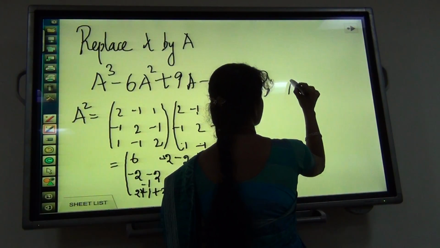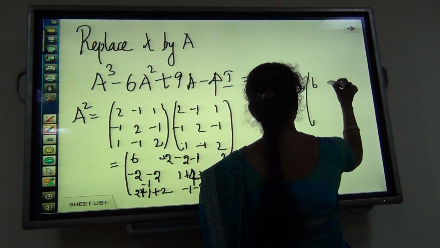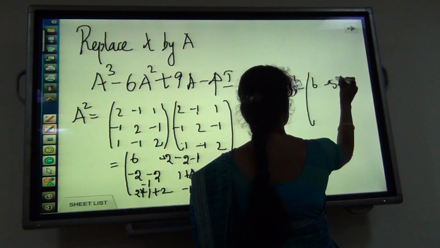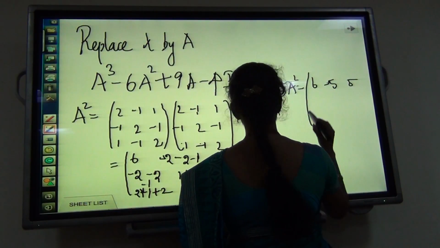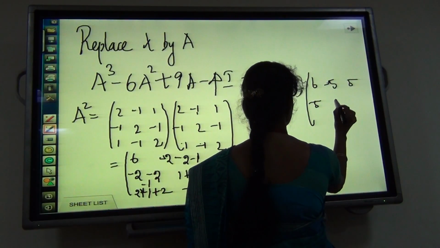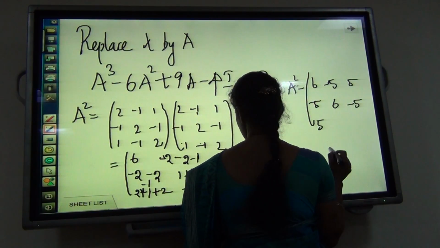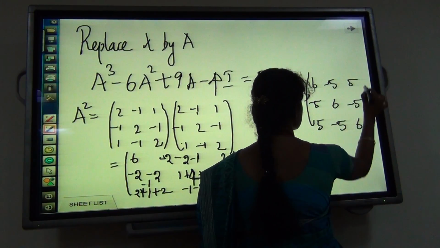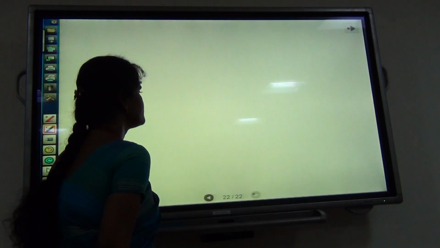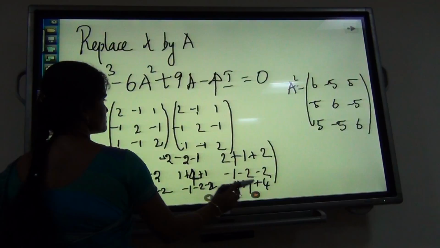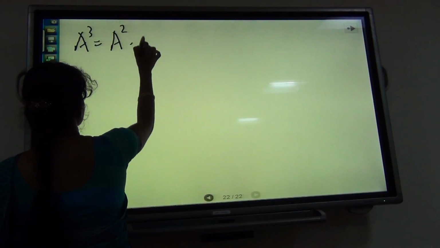So as we put this, we get A square as 6 minus 5, 5 minus 5, 6 minus 5, 5 minus 5, 6. This is A square. Now we have to find A cube. Now A cube is A square into A.